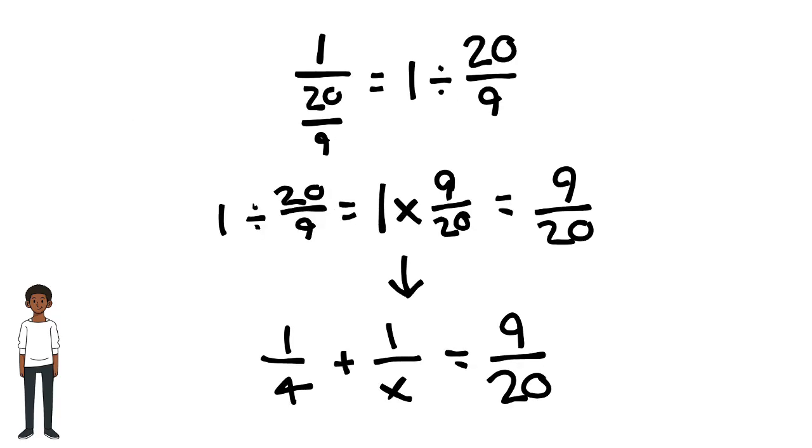Step 2. Now we clean up the complex fraction 1 over 20 over 9. Remember that a fraction bar represents division, 1 divided by 20 over 9. When dividing by a fraction, we keep the first number, change division to multiplication, and flip the second fraction to its reciprocal. 1 times 9 over 20 equals 9 over 20. Look at how much cleaner our equation is now. 1/4 plus 1 over x equals 9 over 20.